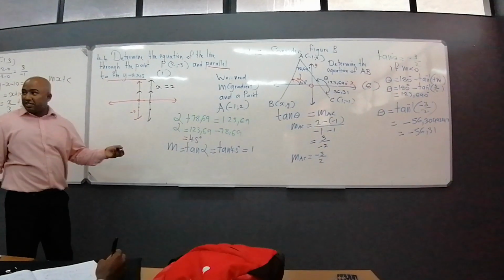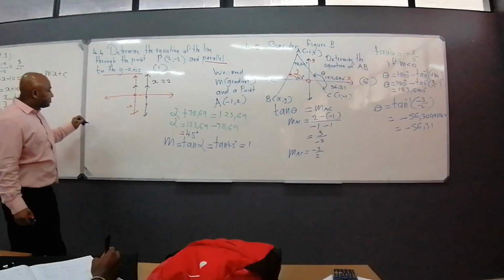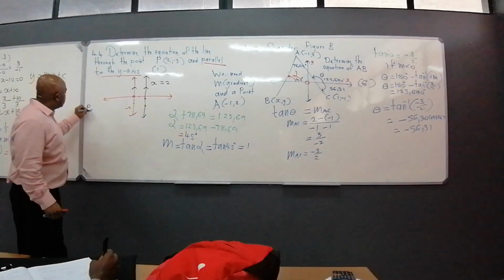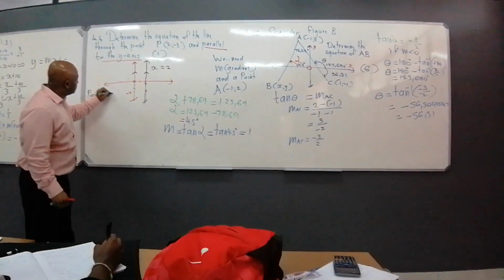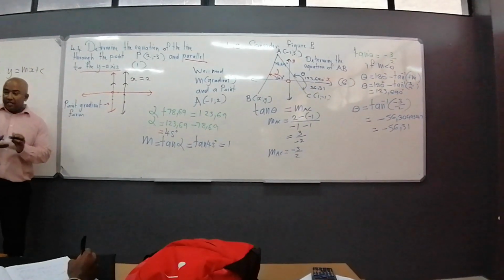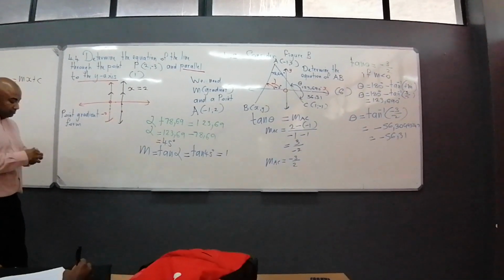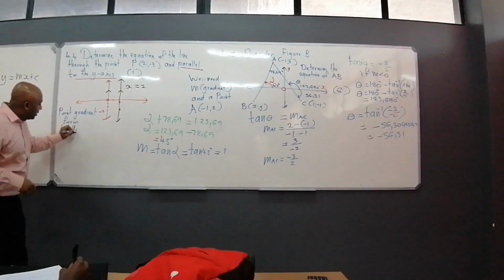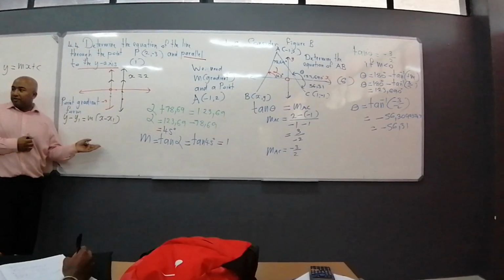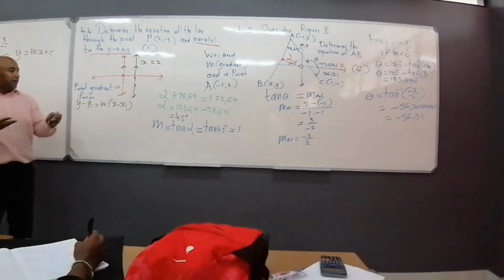So now we work out the equation of the straight line. That was the question. I'm going to use the point gradient form of the straight line, which is y minus y1 is equal to m into x minus x1. It's just that I prefer to use this one. You can use y is equal to mx plus c; you're going to come to the same answer.